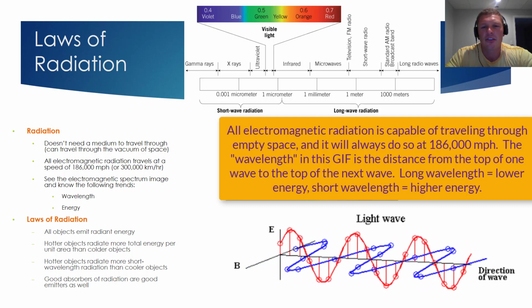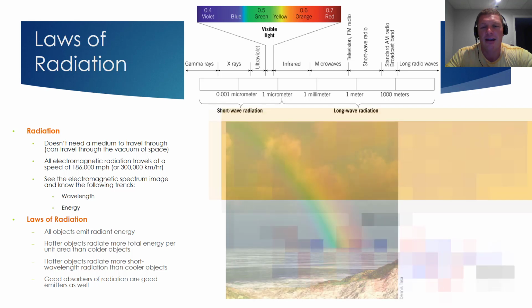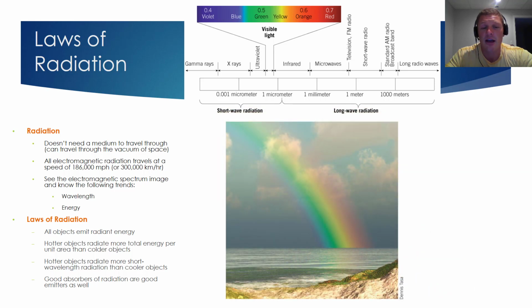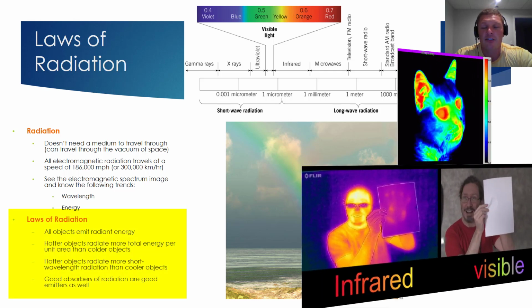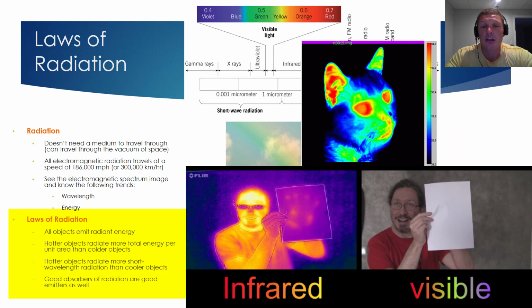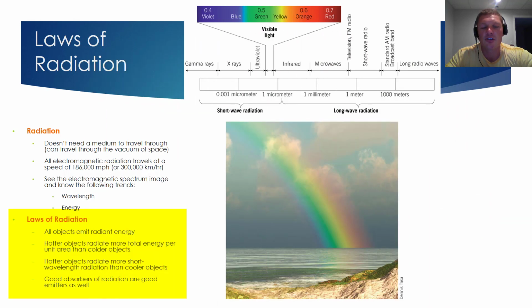Now, before taking a look at the electromagnetic spectrum, which is shown on this slide and a very important consideration in this class, I'd like to talk about some of the laws of radiation. One of the first things that we always have to keep in mind is that all objects emit radiant energy, including you and me. Another important consideration is that hotter objects will radiate more total energy per unit area than cooler objects. And along those same lines, hotter objects will radiate more short wavelength radiation than cooler objects. And lastly, good absorbers of radiation will also be good emitters as well.